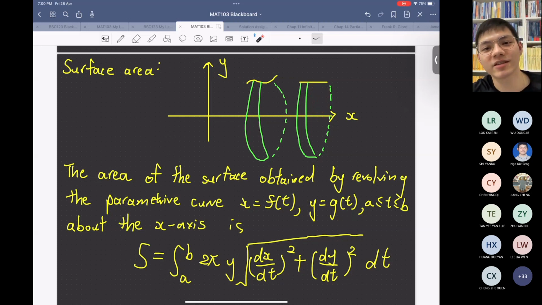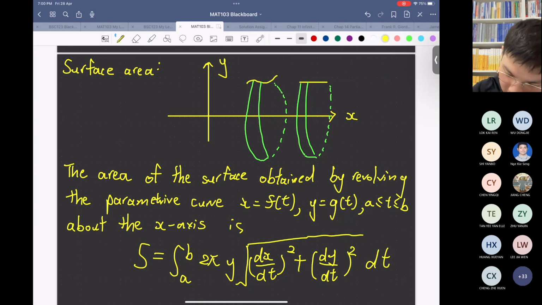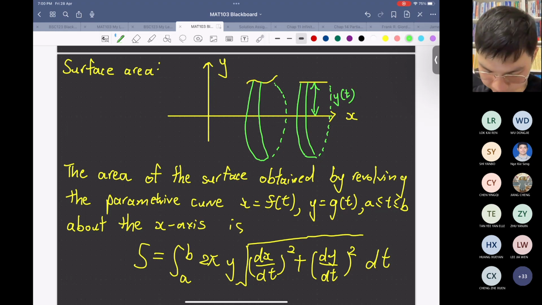Hey, I saw something in chat. Sorry, I missed out. Y. Okay, good. So y controls the radius here. If I miss something in the chat, please call out. So y controls the radius.